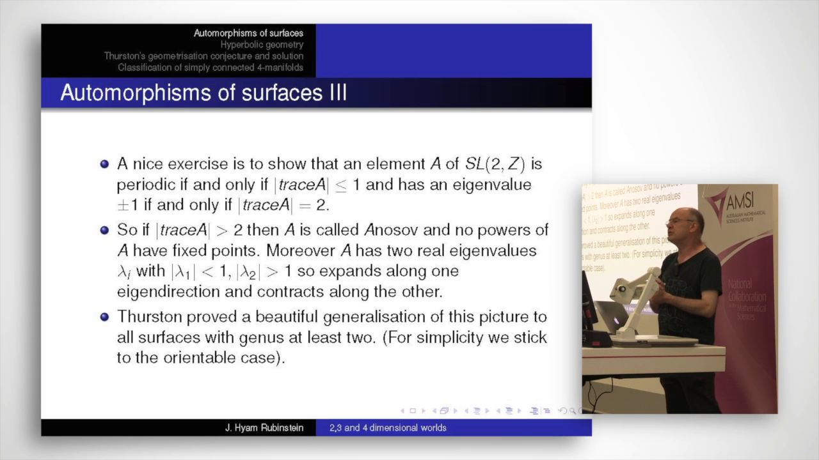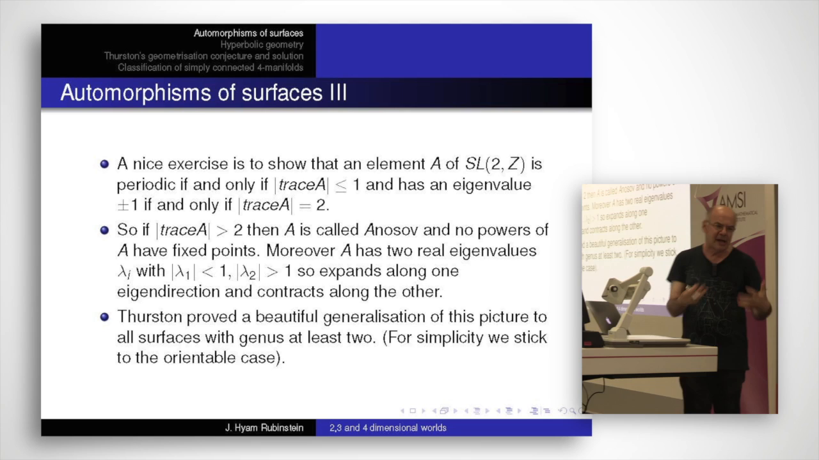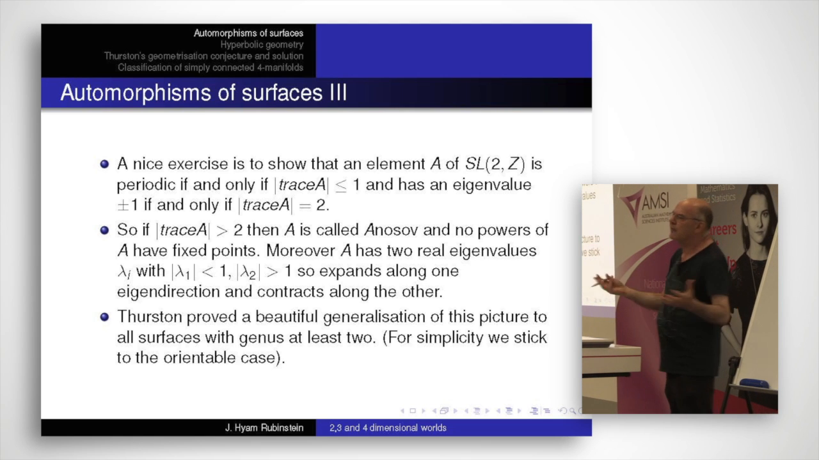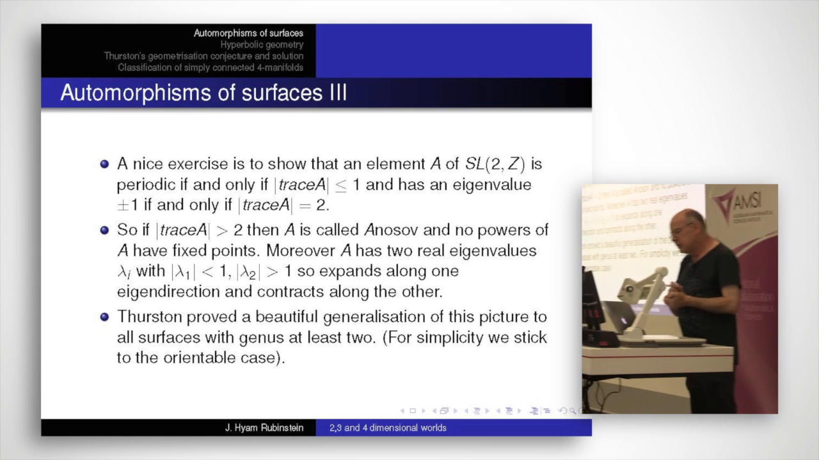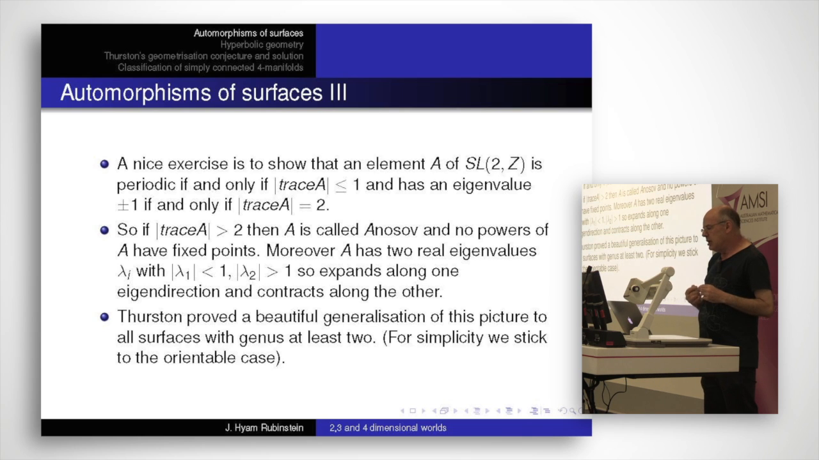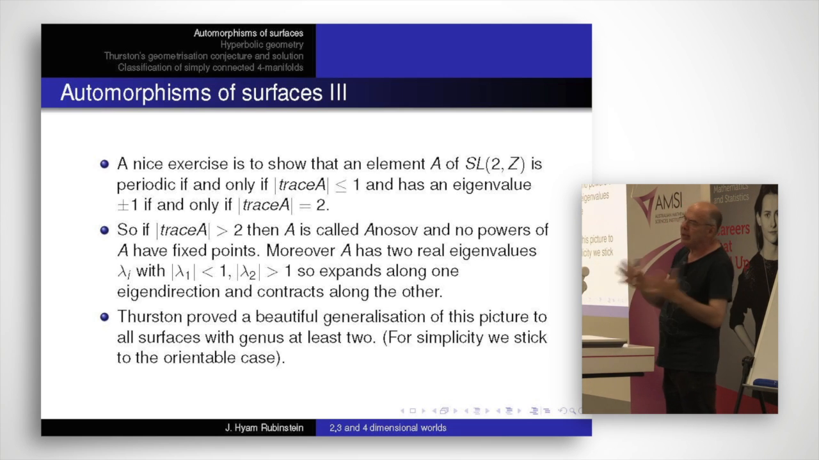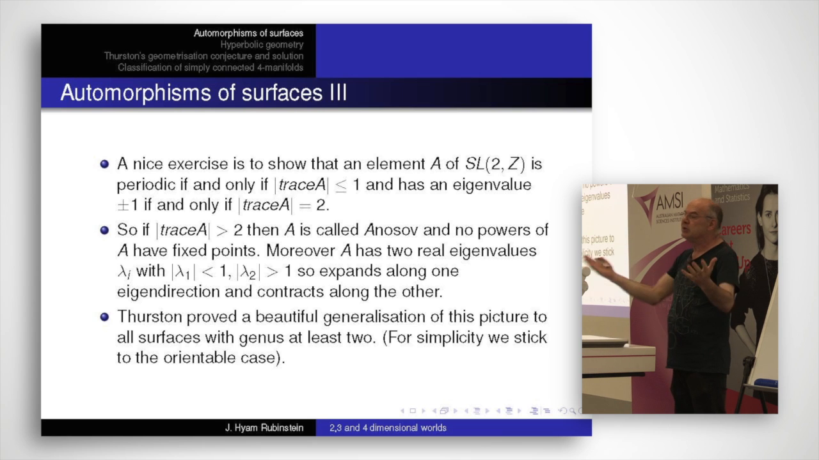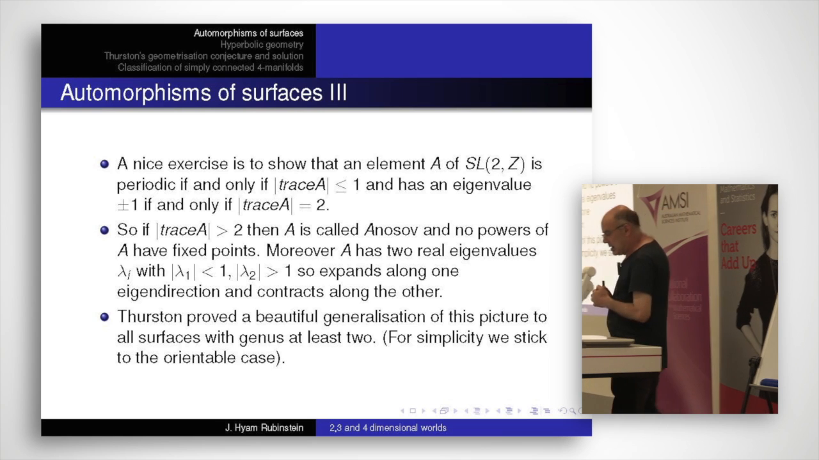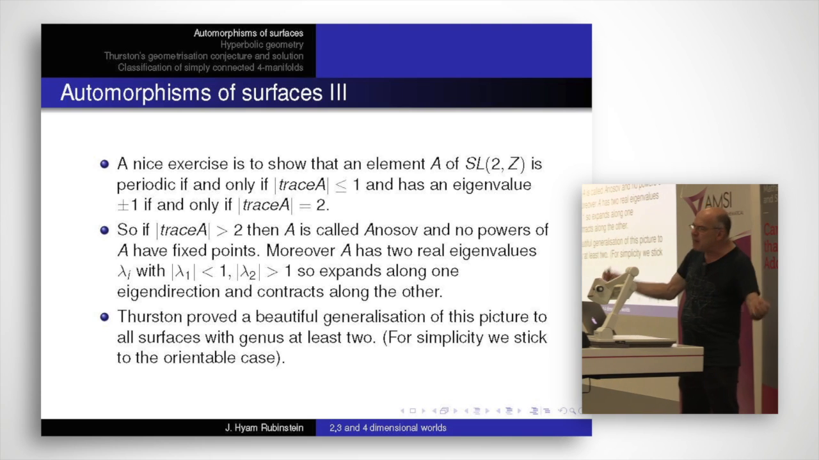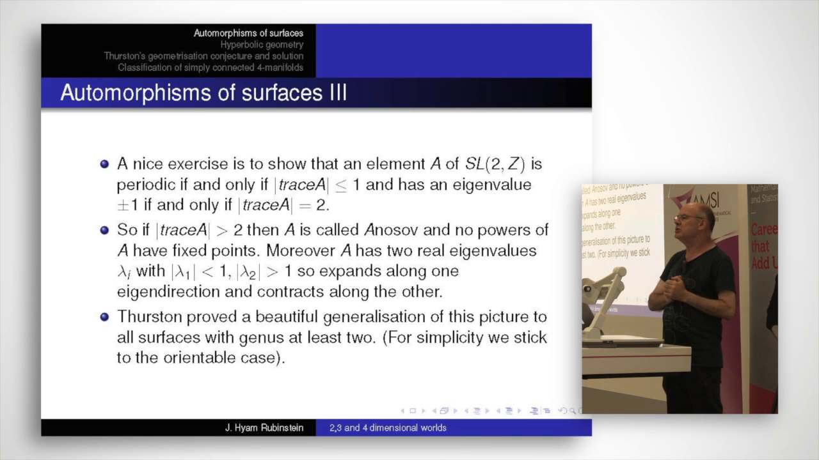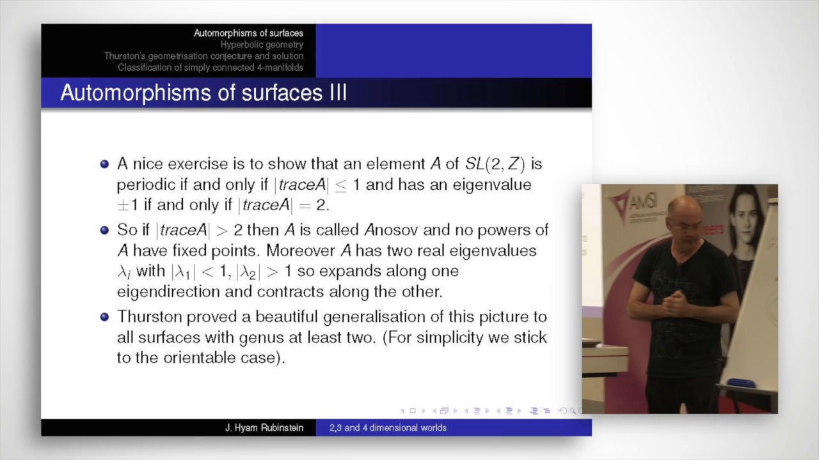These are called Anosov maps. So these come up, of course, Anosov did very important work in dynamical systems. These have 2 real eigenvalues, just elementary linear algebra. One has absolute value bigger than 1, one absolute value less than 1, because the product is 1. And so in one direction you're expanding, and in the other direction you're contracting. So this is what an Anosov map does.